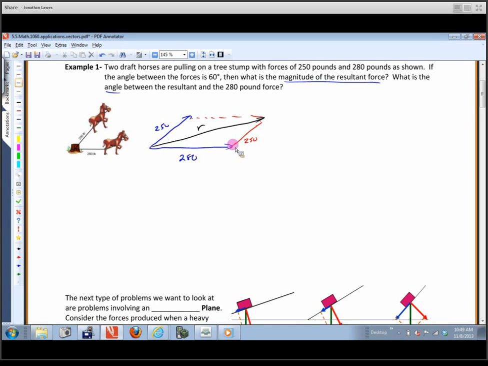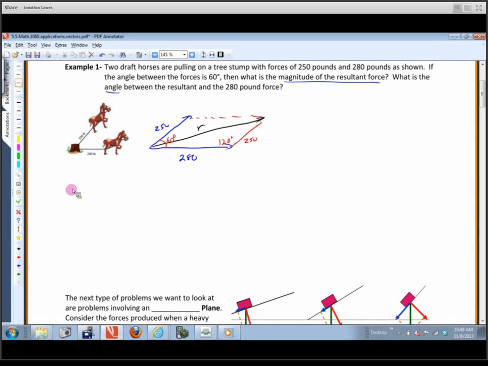If this is 250 and that's 280, I've got to have an angle on there in order to figure this out. Well, if this whole thing here was 60 degrees, I can figure out what this one is because I've got consecutive angles. Consecutive angles are supplementary, so that means this is 120. So here's the triangle that we're working with all together.